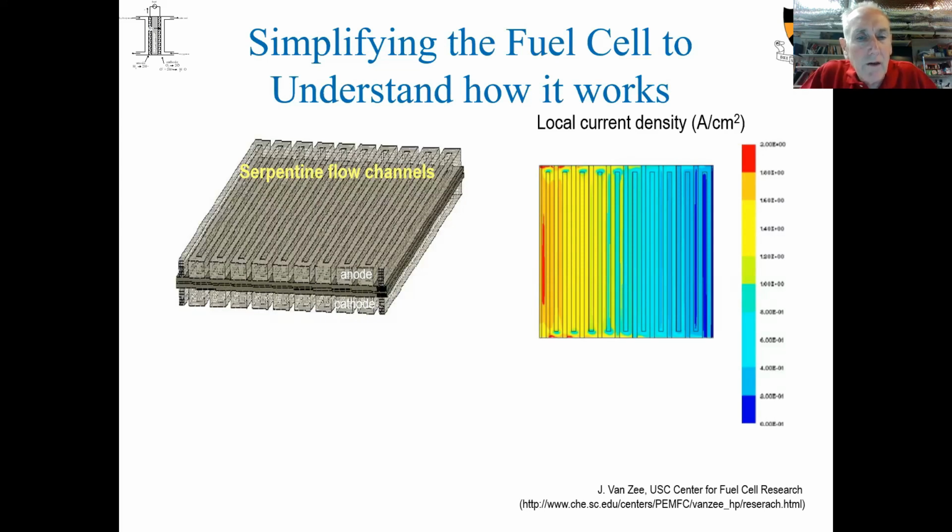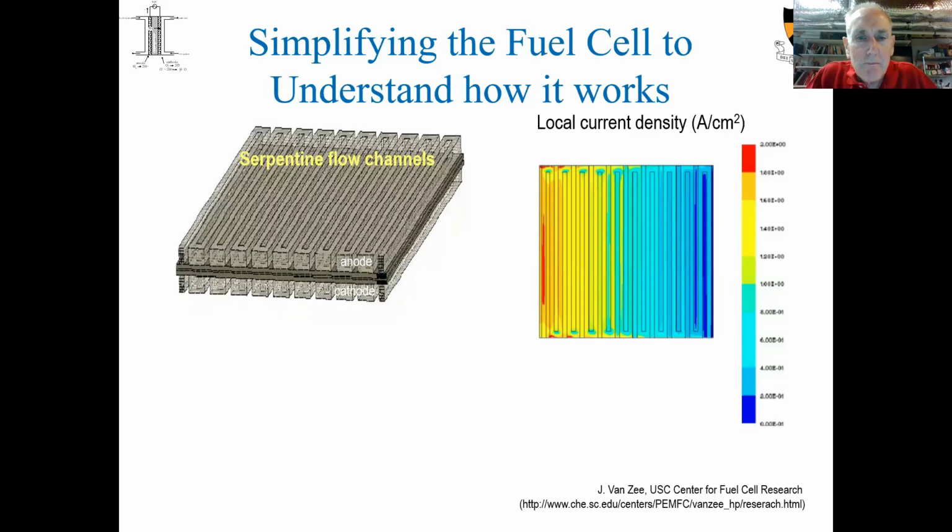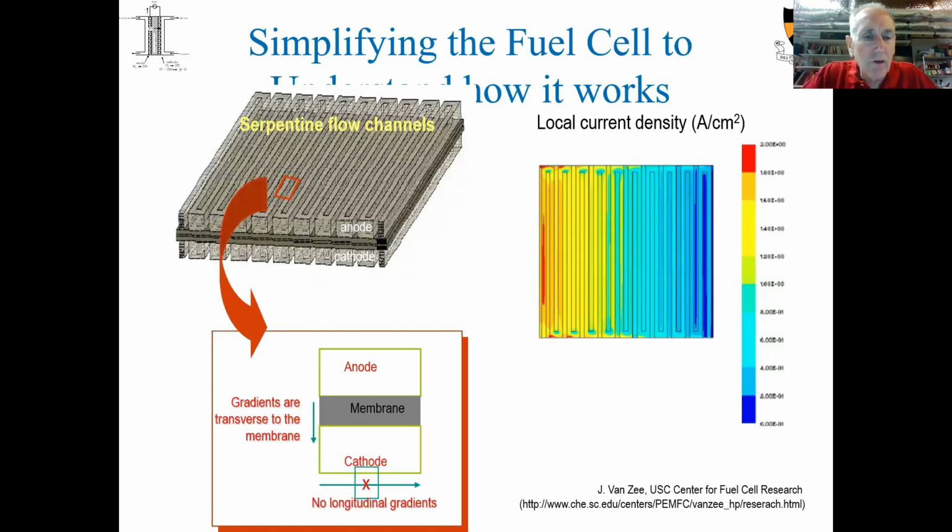And what I would really like to have is a differential reactor where the only gradients I have are transverse between the anode and the cathode. I don't have gradients laterally in the planes of the serpentine flow channel. They're transverse to the membrane. I have what I would call a differential reactor. And that differential reactor allows me to get kinetics directly at the local conditions anywhere along this flow channel.